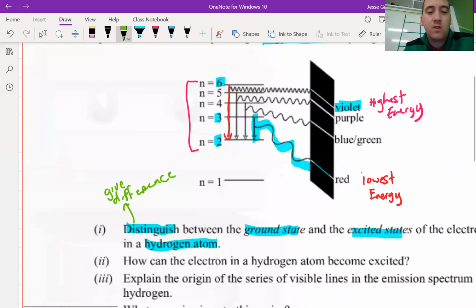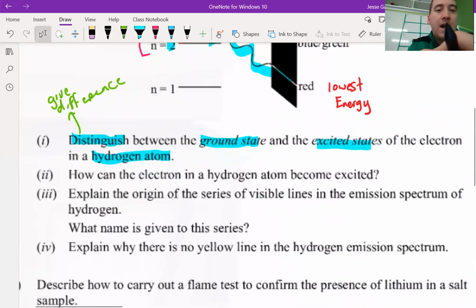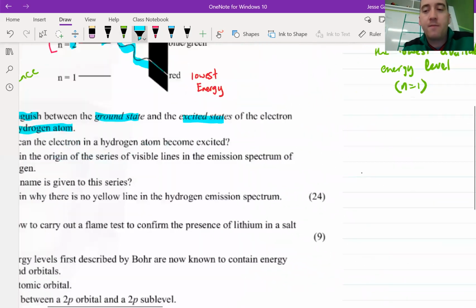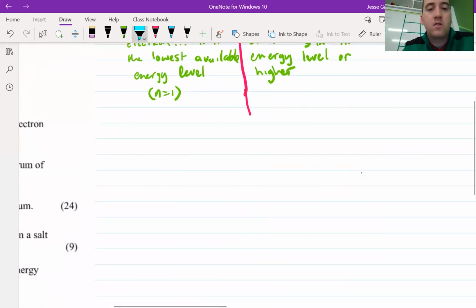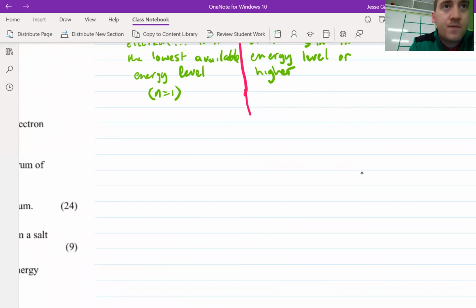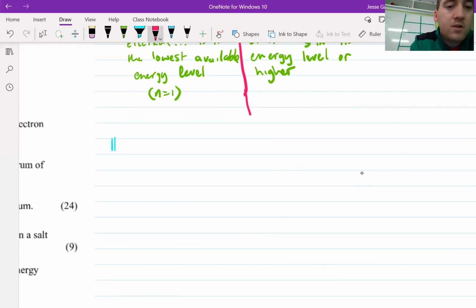Right, back to our question. So we've distinguished. What's the next one? How can an electron in an atom become excited? So this is part 2. All right, so go ahead, pause the video, and write down how the electron can become excited.